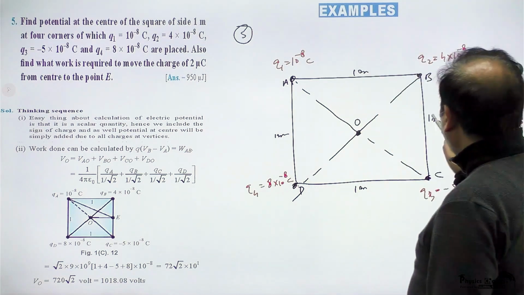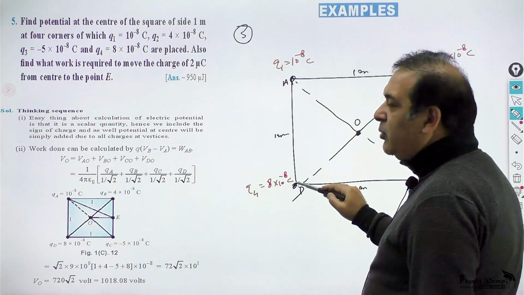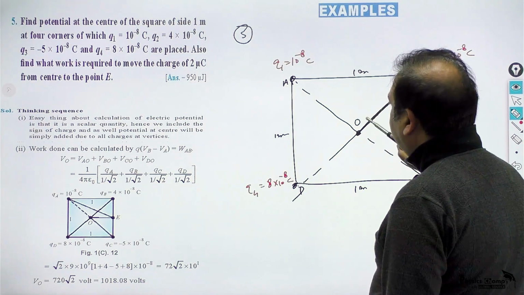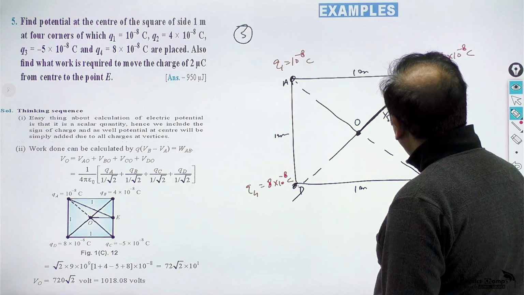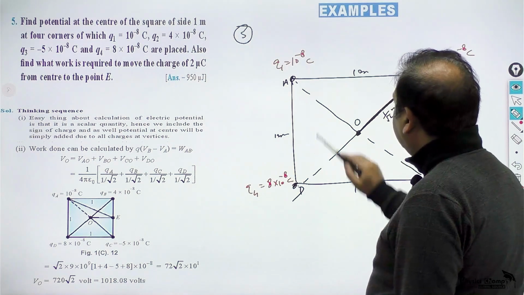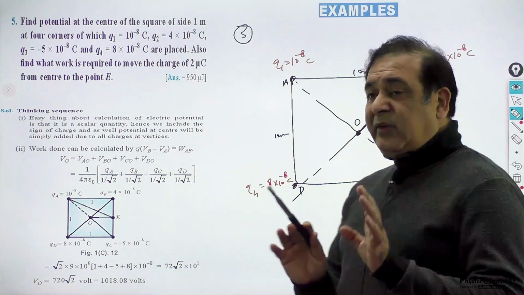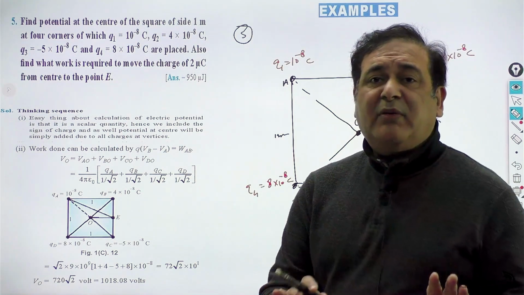If this is 1, the diagonal will be root 2 and each half of this will be root 2 by 2. So it is going to be 1 by root 2 meter. If I look for BO, similarly if I look for AO, it will be 1 by root 2 meter. So first thing I need is what is the potential at center O.